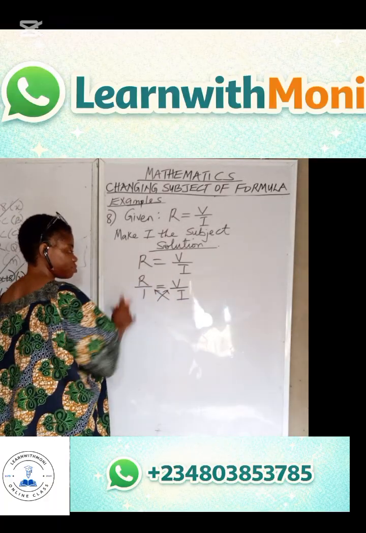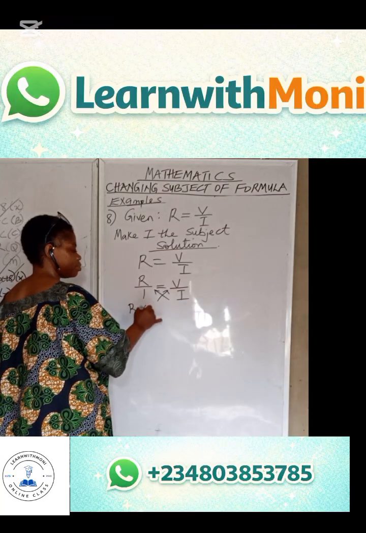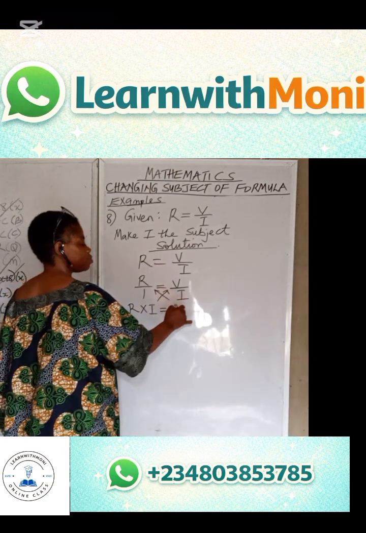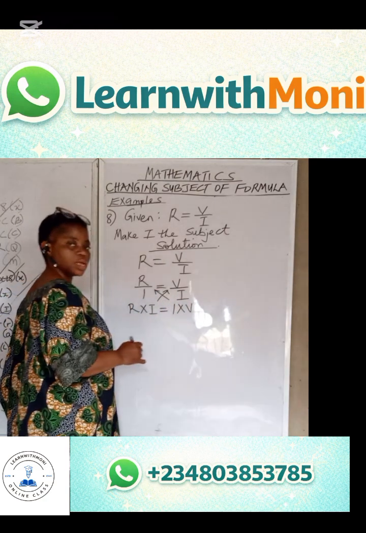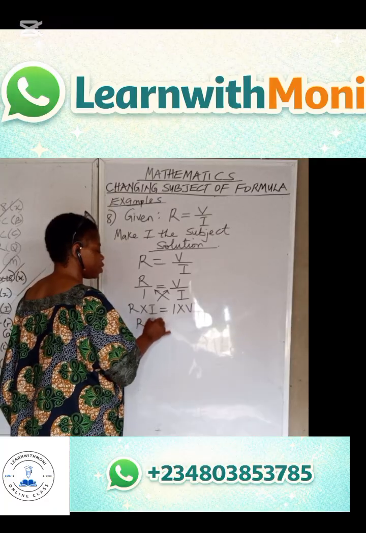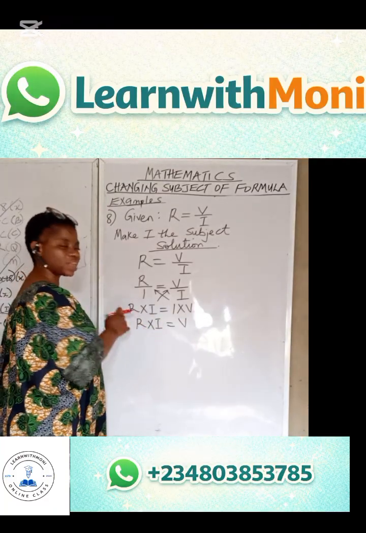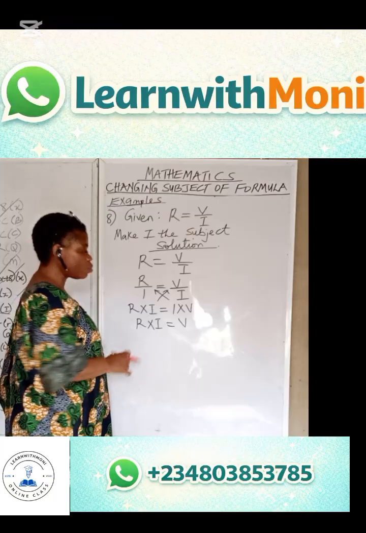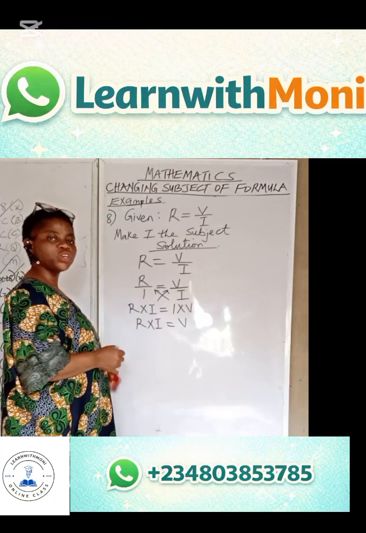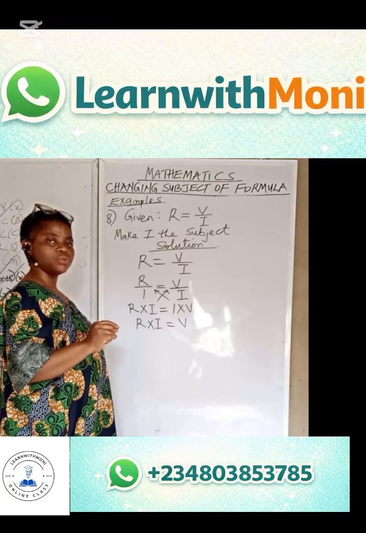This means R times I equals 1 times V. R times I is equal to 1 times V. 1 times V is V. But I is still not standing alone. It is standing with times R. So we do the inverse operation for times R, which is divided by R.